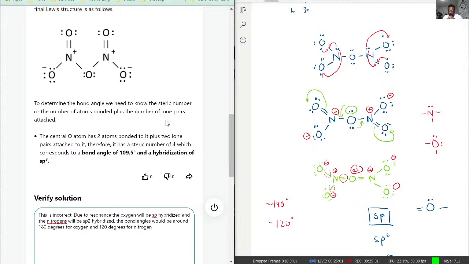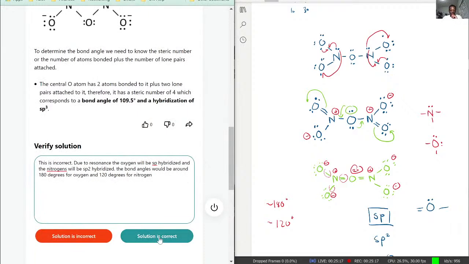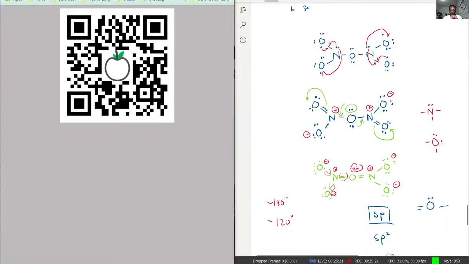As far as I can see, this is a possible resonance structure as well, because everything still follows the octet rule. And so although it is going to be highly unstable and unfavored, this would be another possibility, and we can actually see how oxygen can end up being sp hybridized. But nonetheless, what they did unfortunately was incorrect.